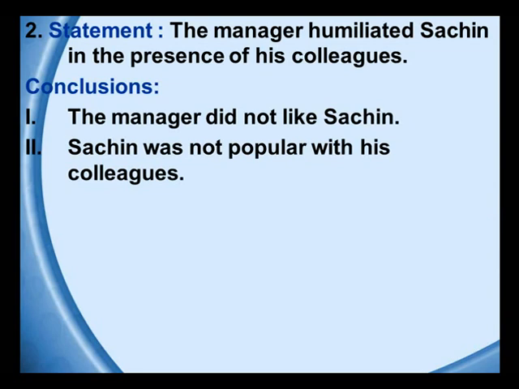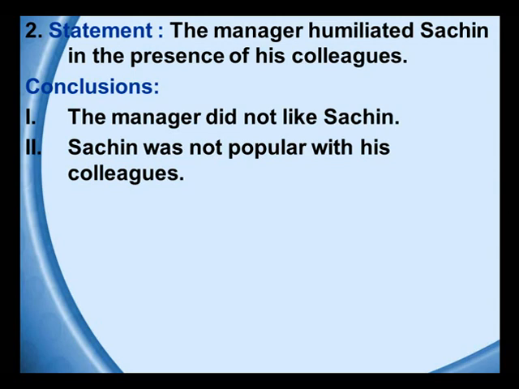The question says that the manager humiliated Sachin in front of his colleagues. Now the first conclusion, the manager did not like Sachin, is nowhere implied. There can be many reasons why Sachin was humiliated. Probably he was given some target or deadline and was not able to complete it within the given timeline, or there can be many more reasons. We cannot infer that the manager did not like Sachin. That is clearly beyond the scope.